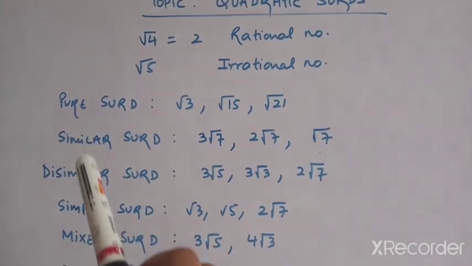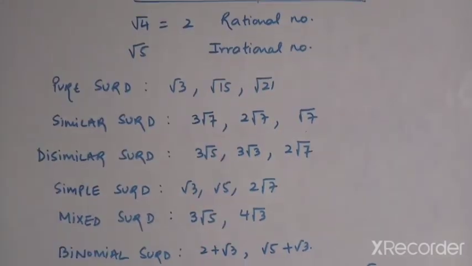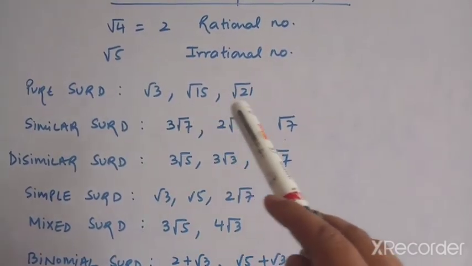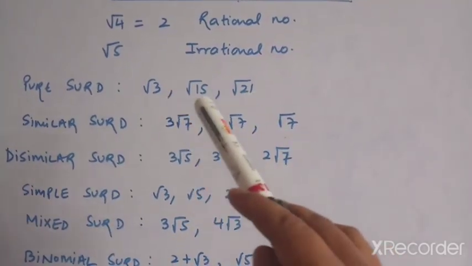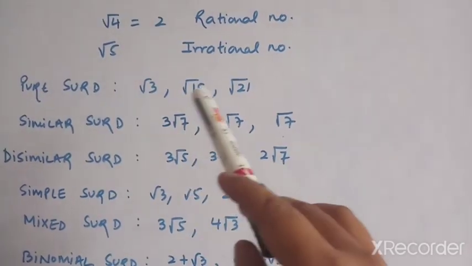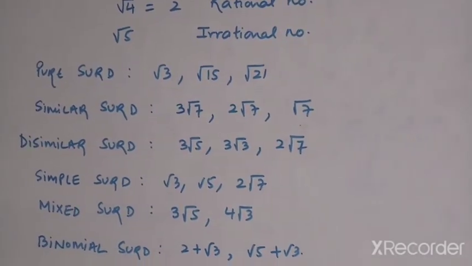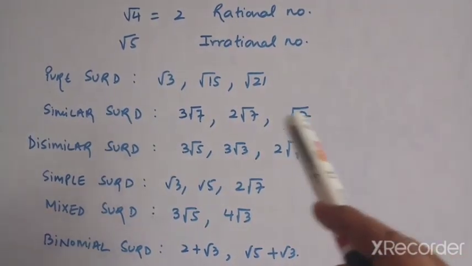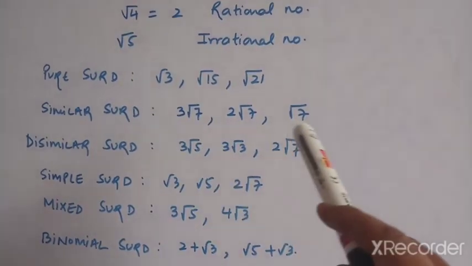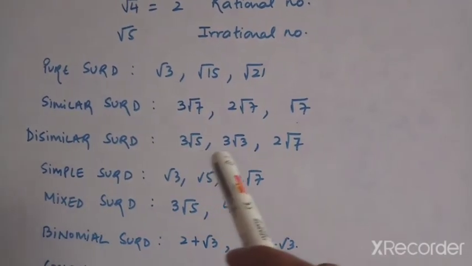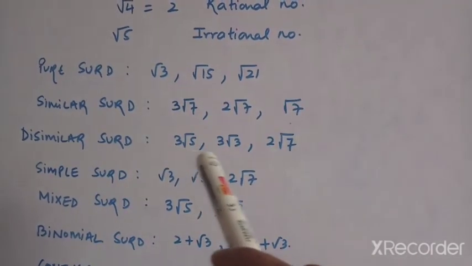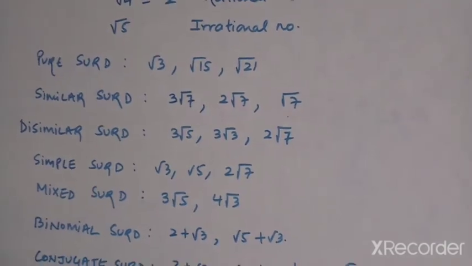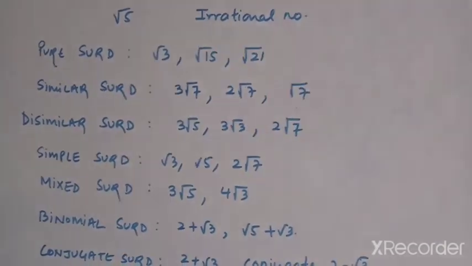Now we have a few terms, and you need to keep these terms in mind. Pure surd: if you have a single term like this, a monomial with the root over, these are pure surds. Similar surd: if the root over part is the same, then these are called similar surds. And if the root over part is not the same, then they are called dissimilar surds, even though their coefficients are the same, because their root over part is not the same.